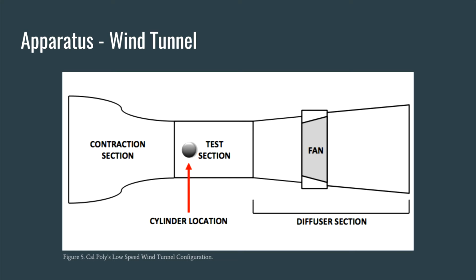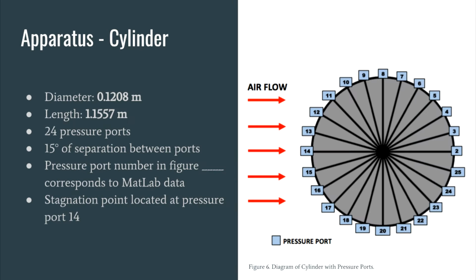The cylinder was placed toward the front of the test section as illustrated in the figure shown. The length of the cylinder was equal to the width of the test section and fixed to the walls of the test section. The cylinder used for this experiment was 0.1208 meters in diameter and 1.1557 meters in length. It was equipped with 24 pressure ports surrounding the circumference of the cylinder. There were 15 degrees of separation between each pressure port. The cylinder was oriented such that the stagnation point was located at pressure port 14, shown in figure 6.